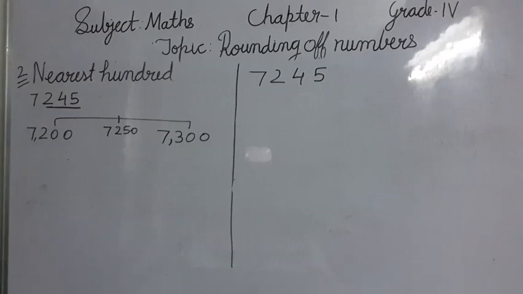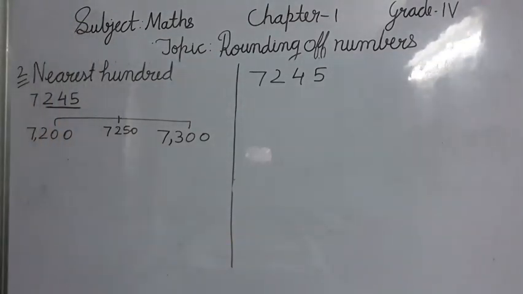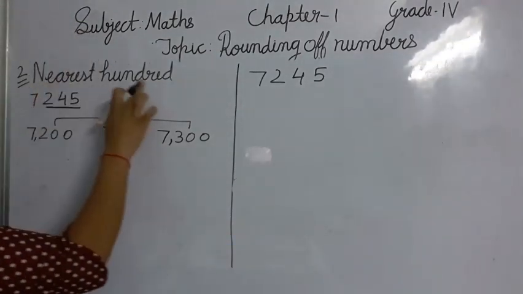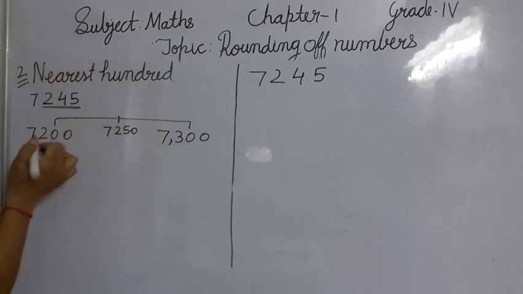So let's take one example. Again we'll do it with the help of a number line and without the help of a number line. So with the help of a number line, we have to round off the number to the nearest 100. So we have to find the closest 100 number. So here what is our number?